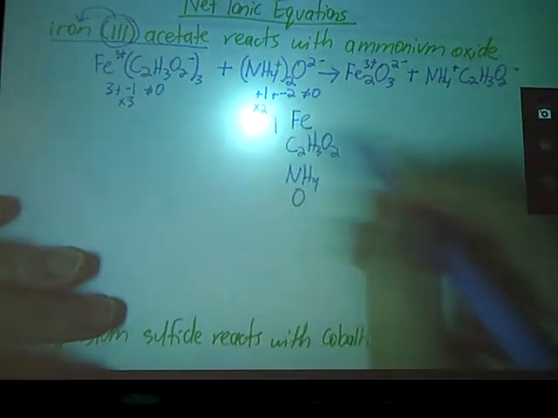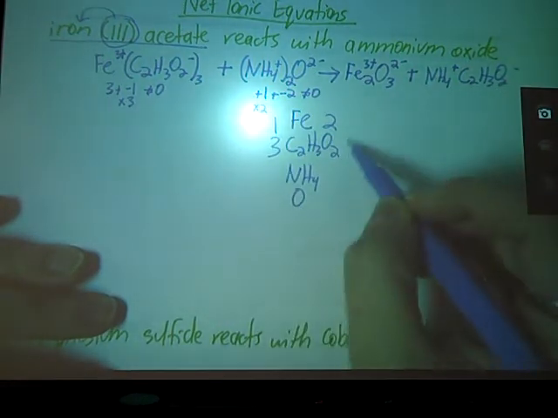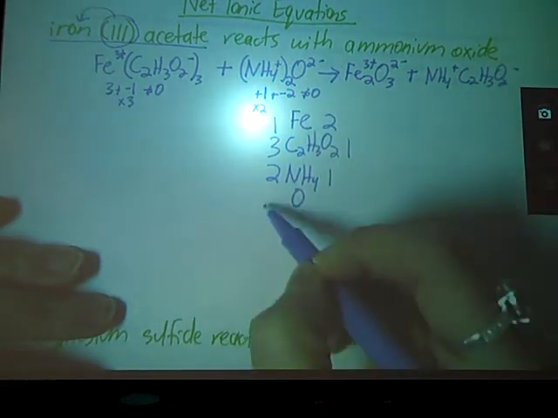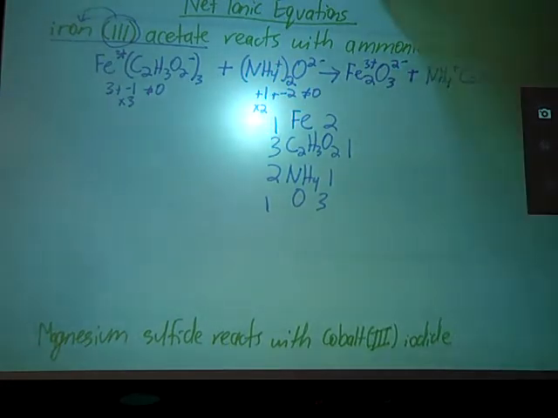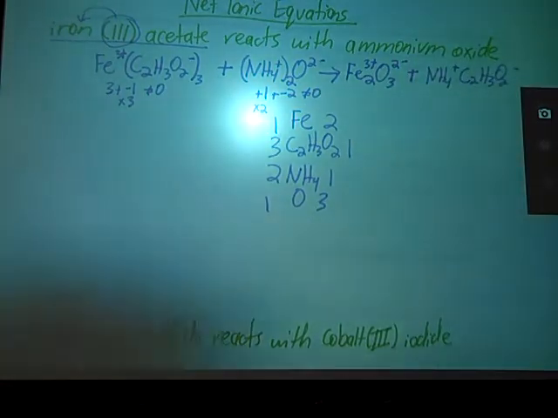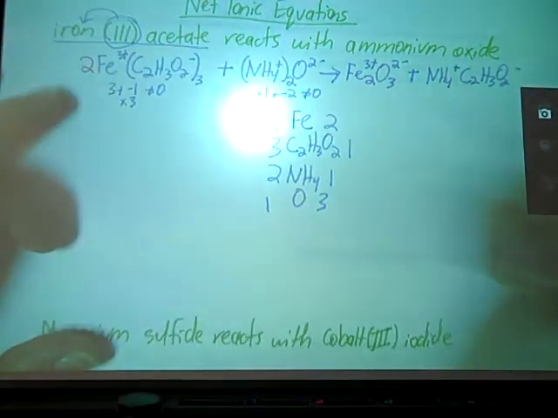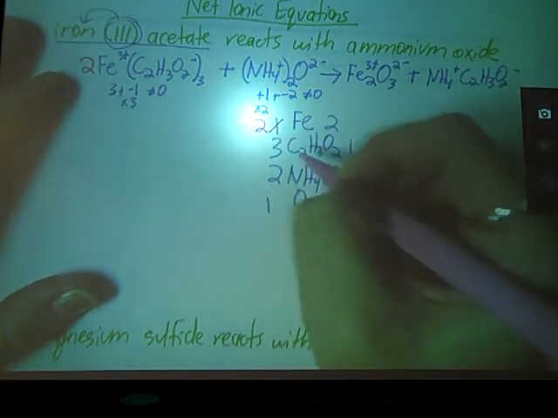1 iron on the left, 2 irons on the right, 3 acetates, 1 acetate, 2 ammoniums, and 1 ammonium, 1 oxygen, and 3. So, let's get to balancing. Different color pen here. This is as good a place to start as any. So let's put a 2 in front of that iron. That 2 is going to distribute, changing both my iron and my acetate.